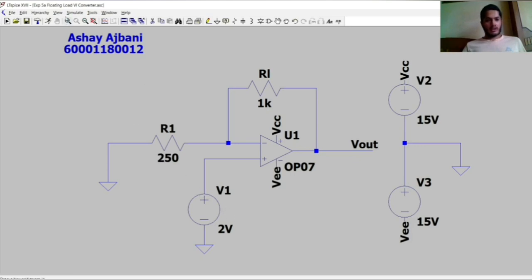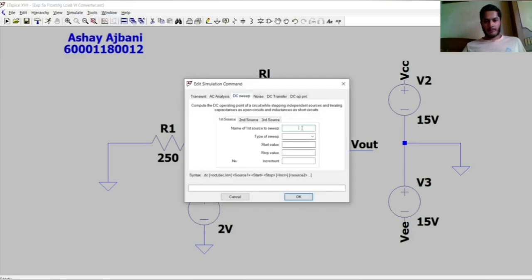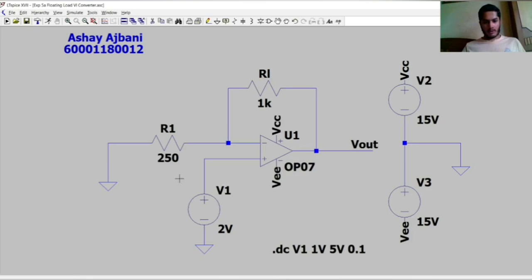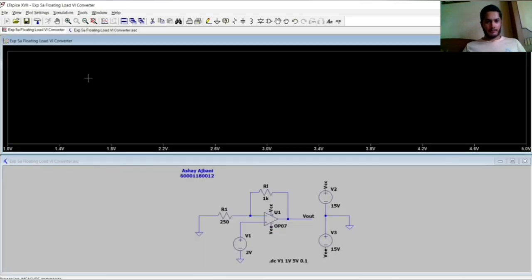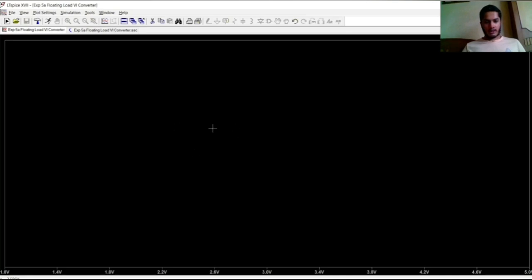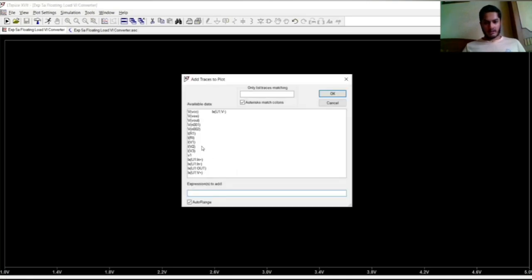So now in order to run the circuit, I'll first edit the simulation for a DC sweep. The name of the voltage source will be V1. Type of sweep is linear. We'll start with 1 volt, end at 5 volts, and the increment will be 0.1. Now when we run the simulation, I'll maximize the window, and we'll add the trace as the current, which is IRL.